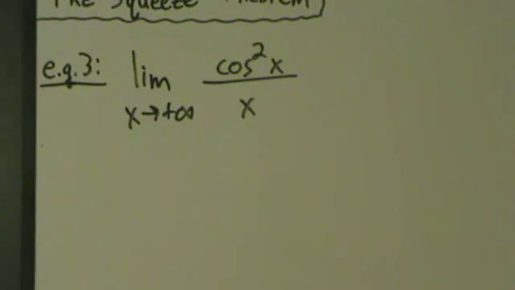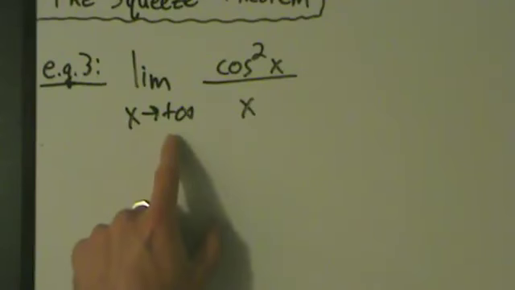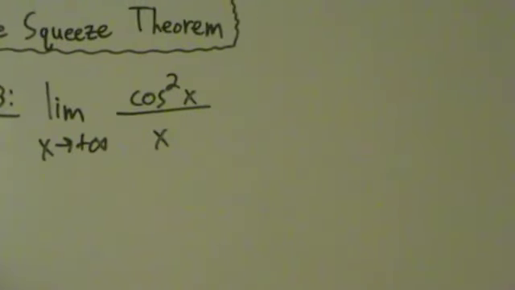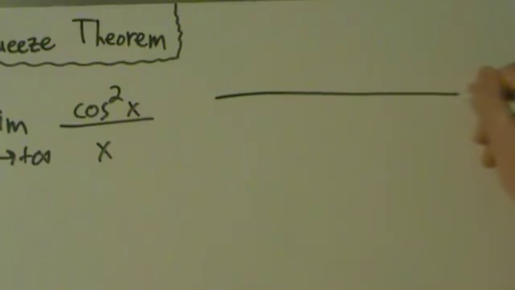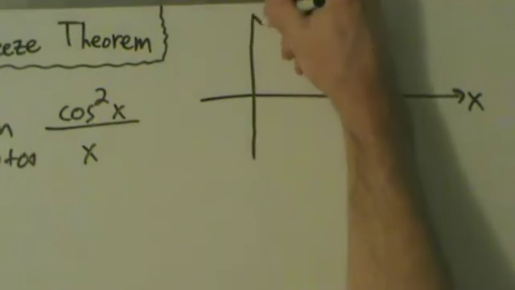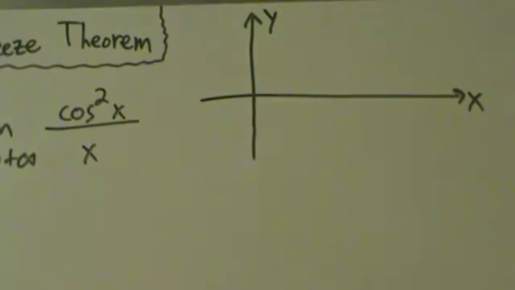Well, we have the same kind of problem. Limit as x goes to infinity. What does cosine squared x do? Well, cosine squared, kind of a goofy function, but let's just think about plain old cosine for now. So, x-axis, y-axis. So what does cosine do?